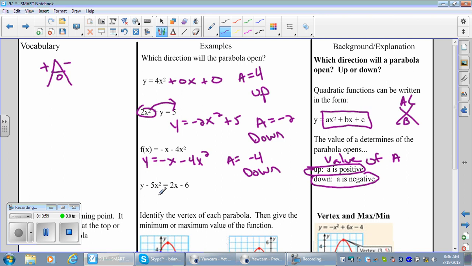And the next one, I would need to move this to the other side. So I'd end up with y equals 5x squared plus 2x minus 6. Now in this case, A is 5. So this parabola is opening up. All right, so when we look at a function, even before we go to graph it, we want to have a sense of whether it is going to open up or open down.